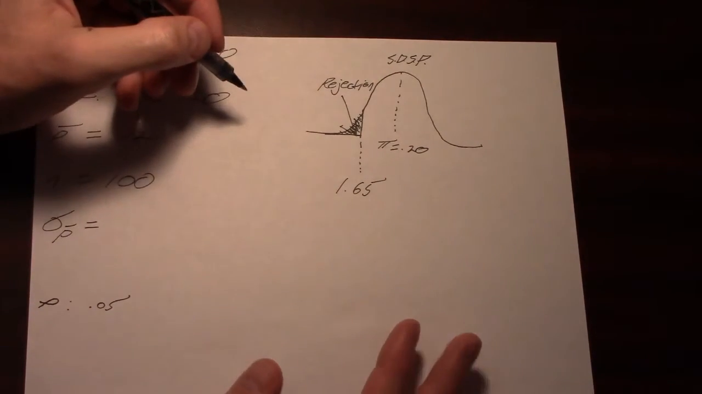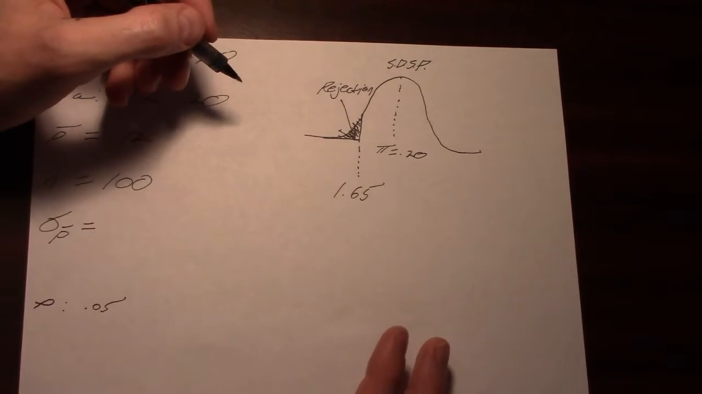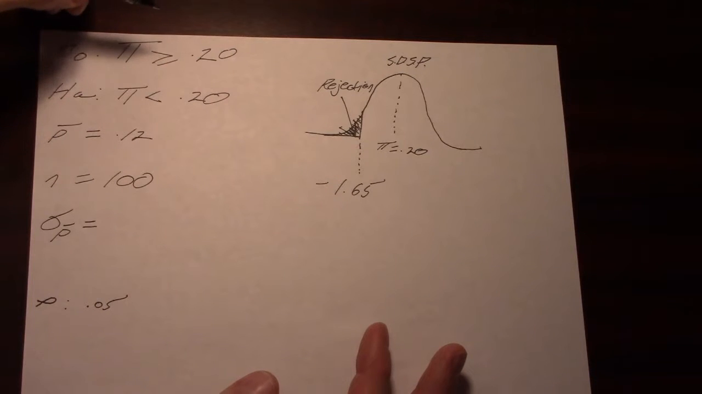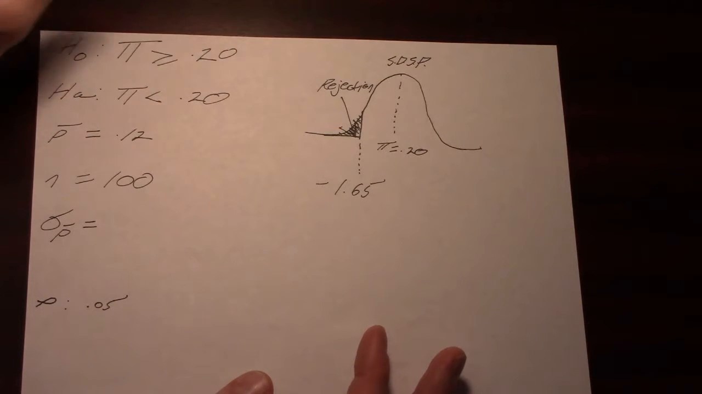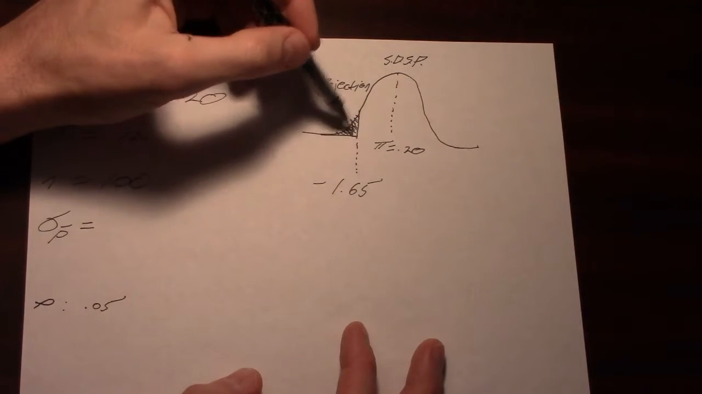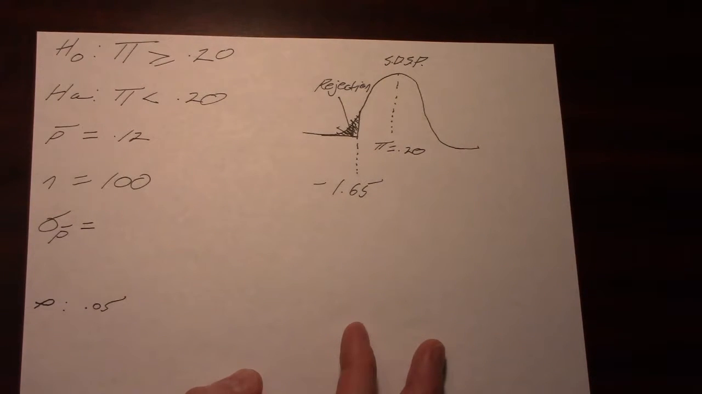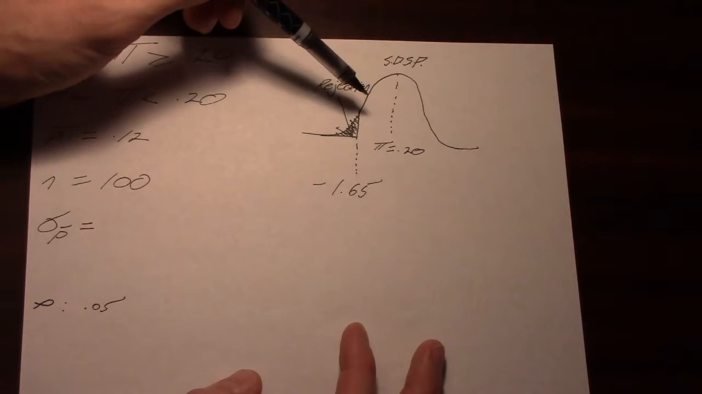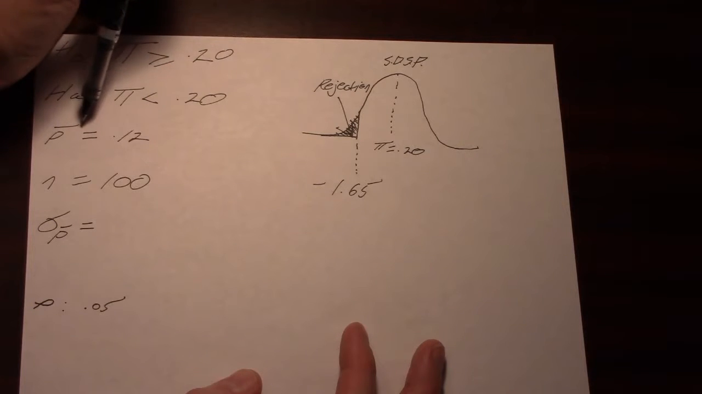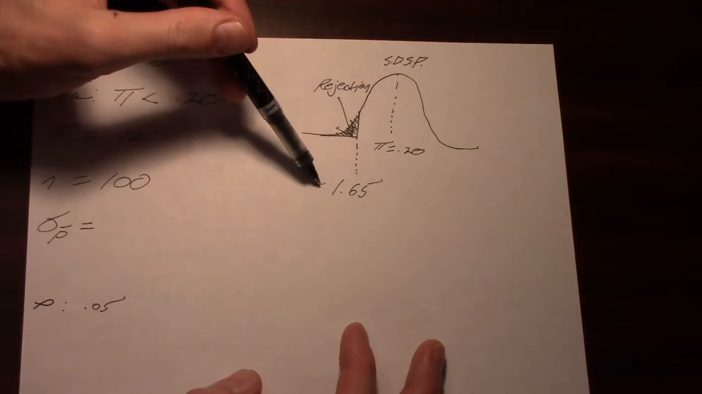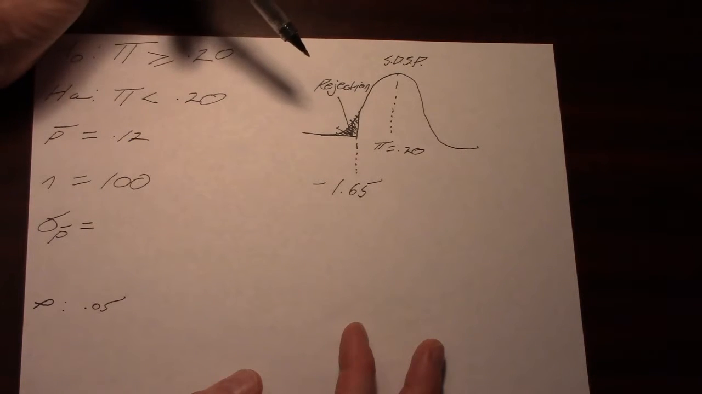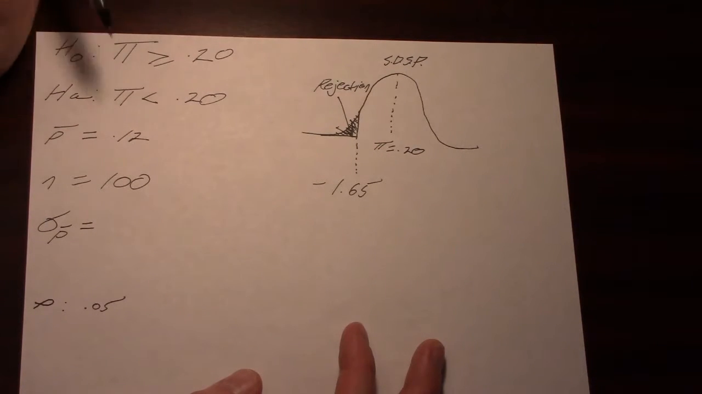If you were to look on your z table, you would see, excuse me, negative 1.65 has an area under the curve of 5%, meaning it separates the bottom 5% from the top 95%. So we're going to be looking for a test statistic for this sample proportion of less than negative 1.65. If it is less than that, we're going to reject the null and assume the alternative.